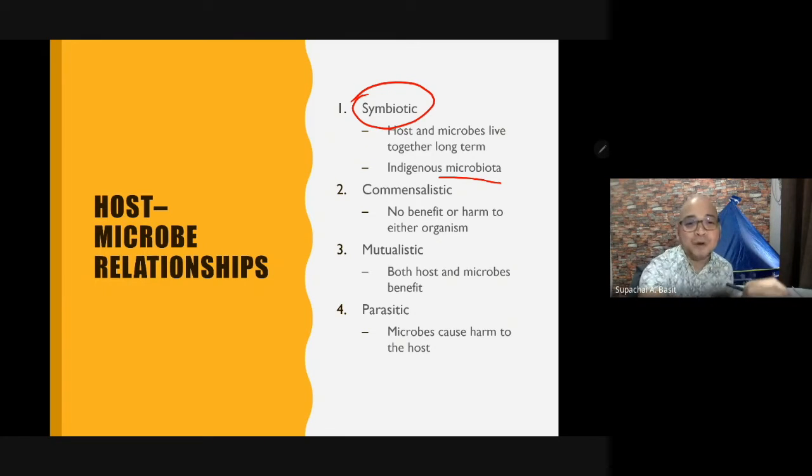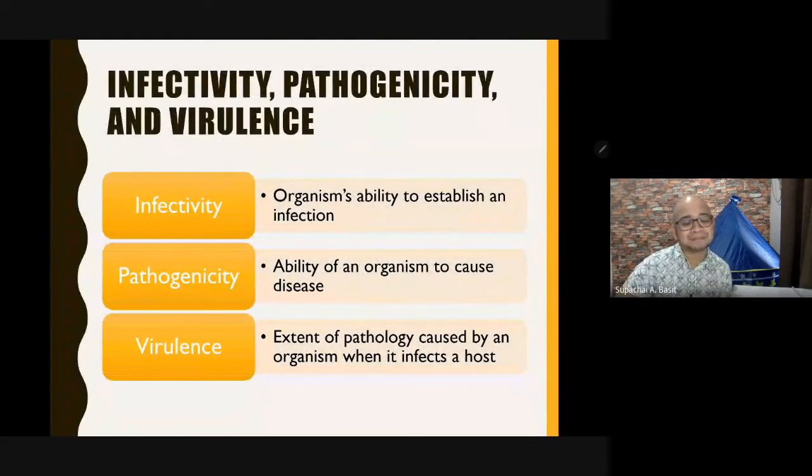But when we say commensalistic, microbes will live inside our body, but we will not benefit from it, neither will they harm us. But when we say mutualistic, both the host and microbes would benefit from such a relationship. Now, the fourth relationship is the one that we do not want to experience, because in a parasitic relationship, microbes can cause harm to the host himself. So these are the different host-microbe relationships.